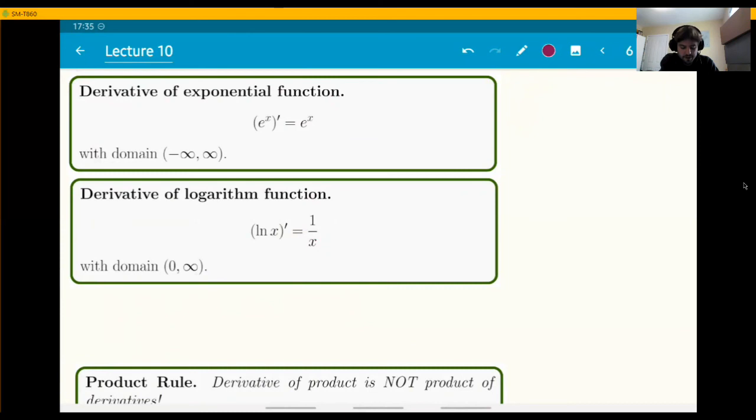It has to be only positive because ln of x is only defined for positive numbers, even though this 1 over x is defined for negatives, but the original function already was not defined on the negative. So the domain of this formula is positive numbers.